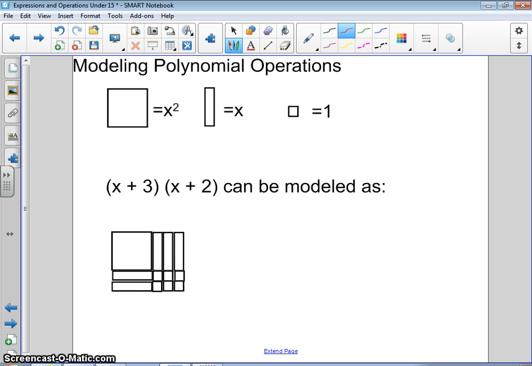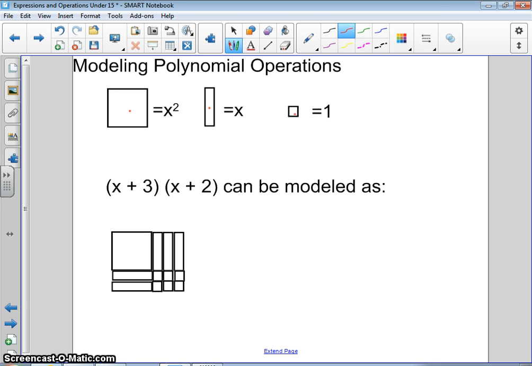Okay, there's almost always one question on the SOL that looks like this, where you have to model a polynomial operation. So they have these squares, rectangles up on the screen. They tell you that the big square is equal to x squared. This rectangle right here is equal to x, and the little square is equal to 1. And they say x plus 3 times x plus 2 can be modeled as.